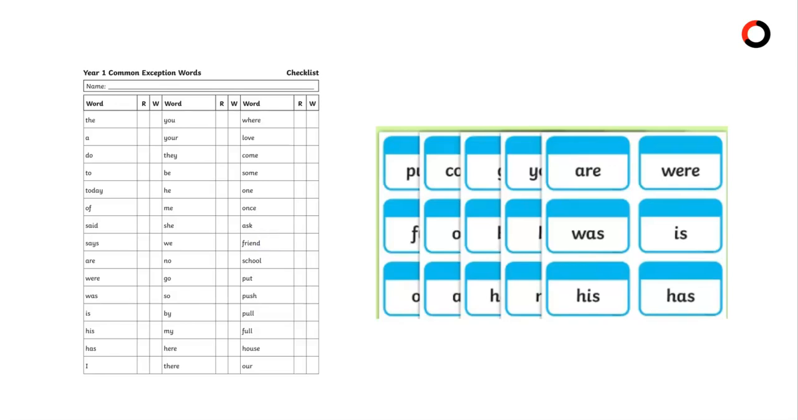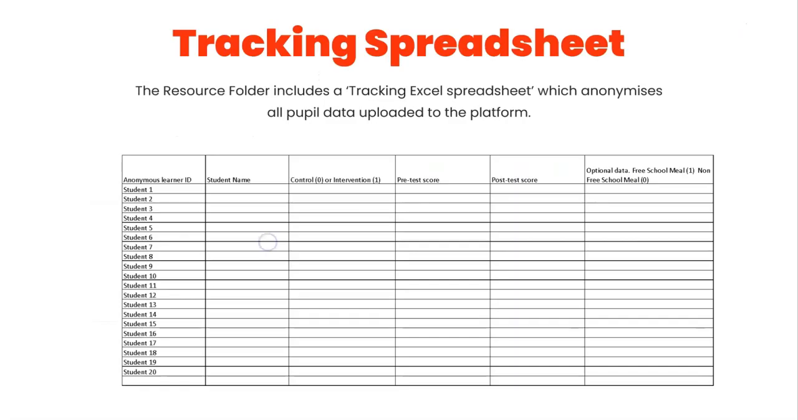In the resource folder, you will find all the resources required for delivering this intervention. And you'll also find a tracker spreadsheet that allows you to link an anonymized learner ID to a student in your group.